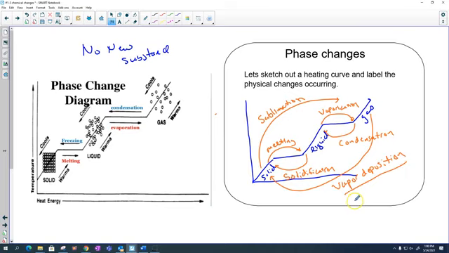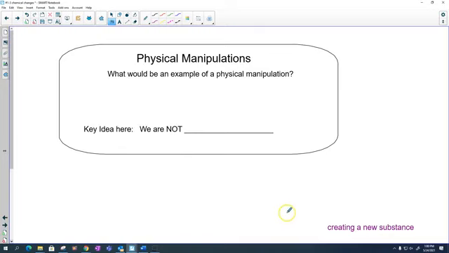Okay. Another example, physical manipulations. Again, this is something like where you would tear, cut, bend, something like that. Key idea here is that we're not creating a new substance. We're just bending or breaking these things on a larger level.